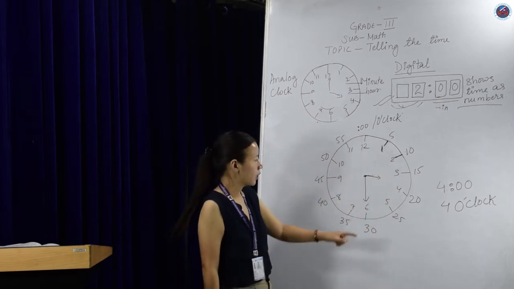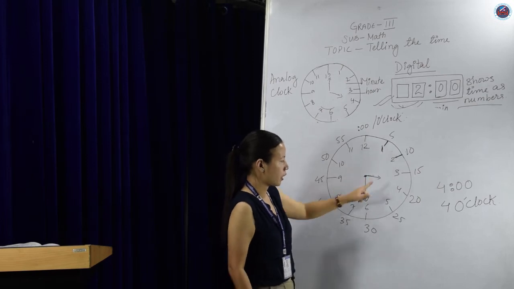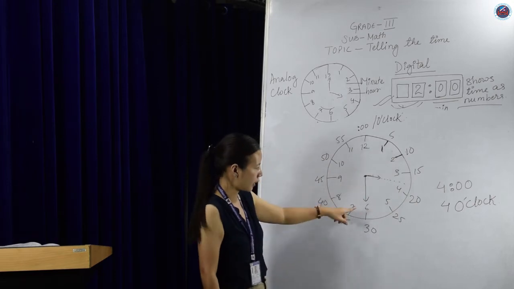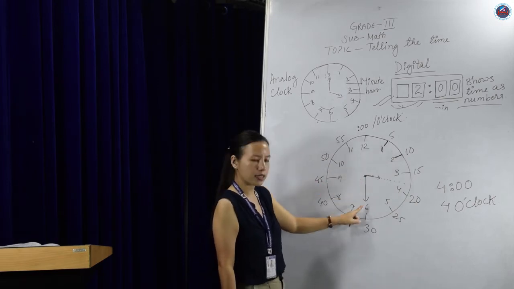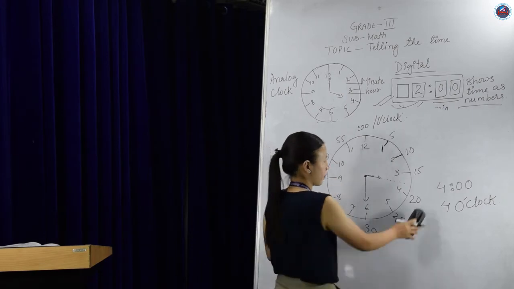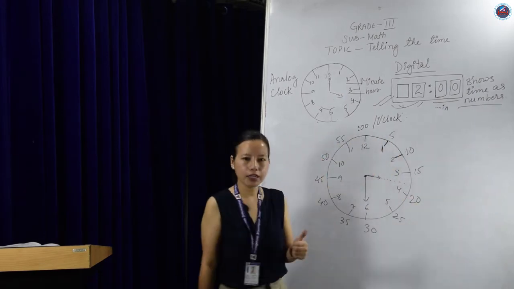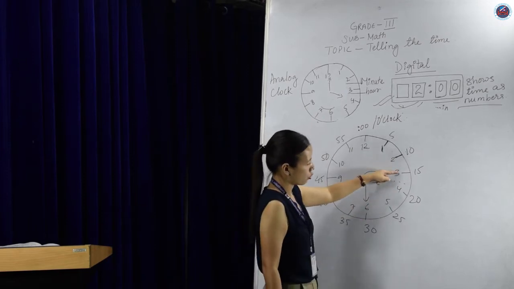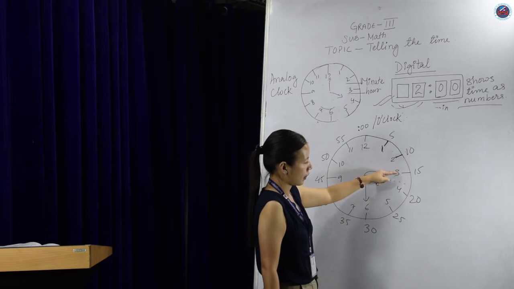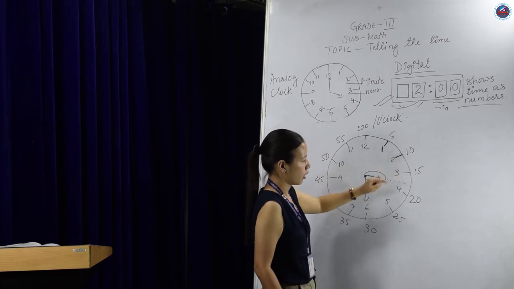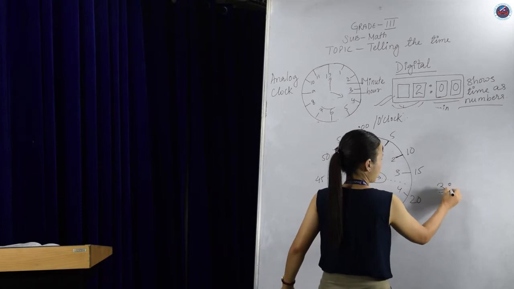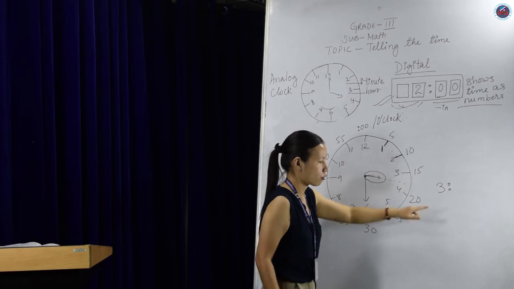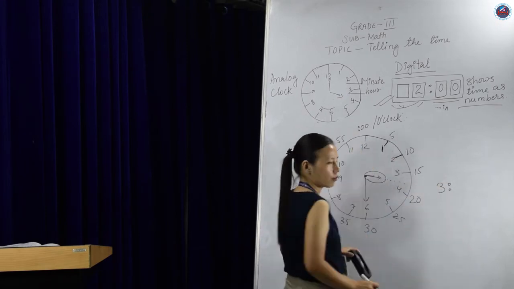Now this time, the short hand is pointing just in between 3 and 4, and the long hand is pointing at 6. Now what is the time? So the first step is to look at the short hand. The short hand has passed 3 and has moved on past this 3. So that means it's 3. It's not 4, it has not reached 4, but it has passed 3. So we write 3. And the second step is 2 dots.